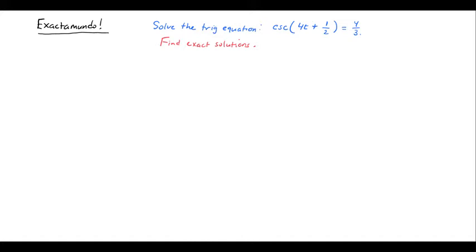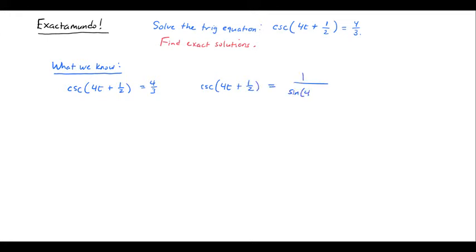Anytime I run into a problem that I don't exactly immediately know how to solve, I start by thinking about what we know. We know that the cosecant of this big blob, 4t plus 1/2, is equal to 4/3. And I also know that the cosecant of anything is the same thing as 1 over the sine of that thing, because the cosecant is the reciprocal of the sine. So I can rewrite my equation as 1 over sine of 4t plus 1/2 equals 4/3.